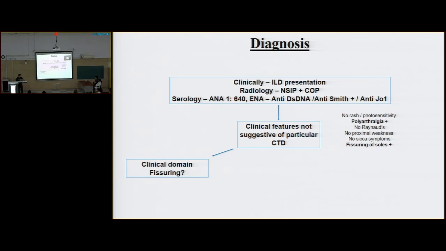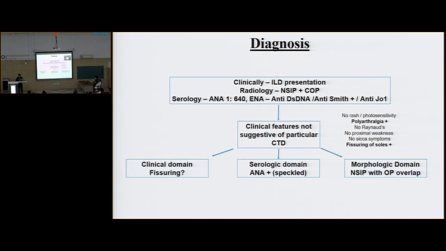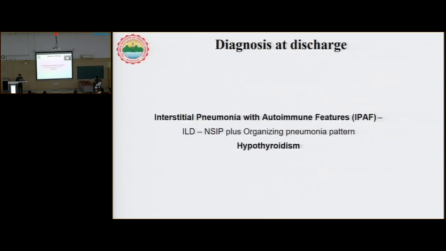So in the clinical domain there was fissuring that might have been indicative. In the serological domain we had an ANA positive with a speckled pattern, and in the morphological domain we had an NSIP with organizing pneumonia overlap. At this point, we took the help of our pulmonology and rheumatology teams, and with some review of literature, a final diagnosis of interstitial pneumonia with autoimmune features, ILD, NSIP plus organizing pneumonia pattern was formulated, along with hypothyroidism.